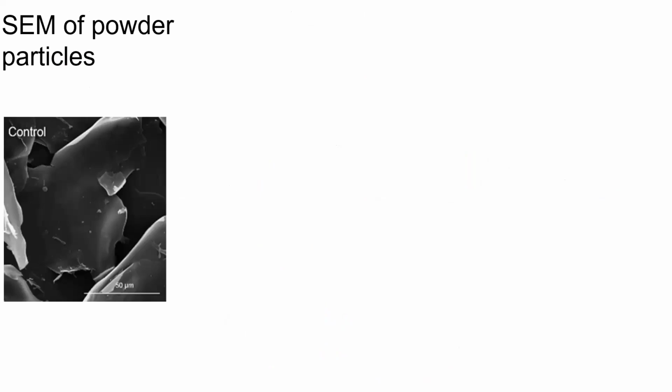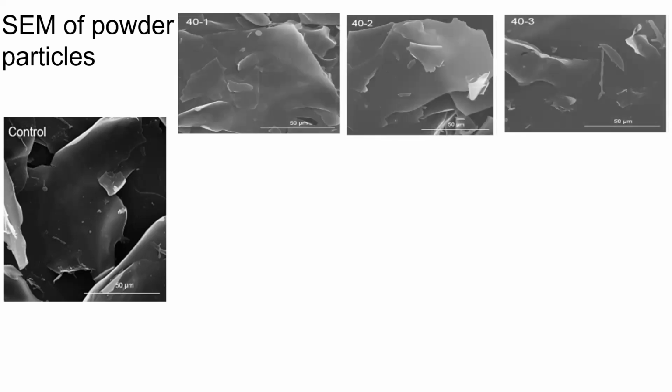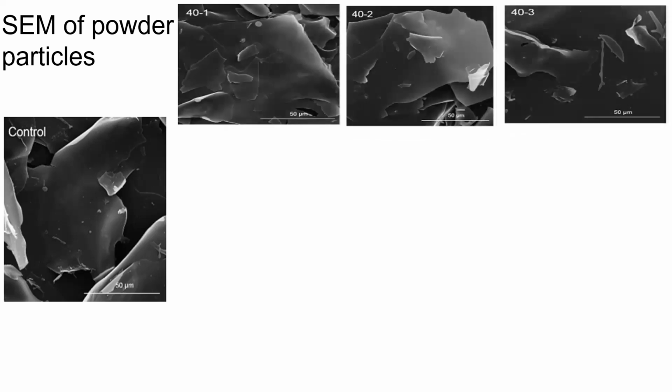For the same analysis of the powder, this is the control sample. Here you can see that it's kind of a flaky structure, because all these samples are lyophilized. So that's why the flake formation happens. So we don't see many small particles or small aggregates here. But if you see the 40 megapascal here, you can see some of it breaks down into smaller particles.